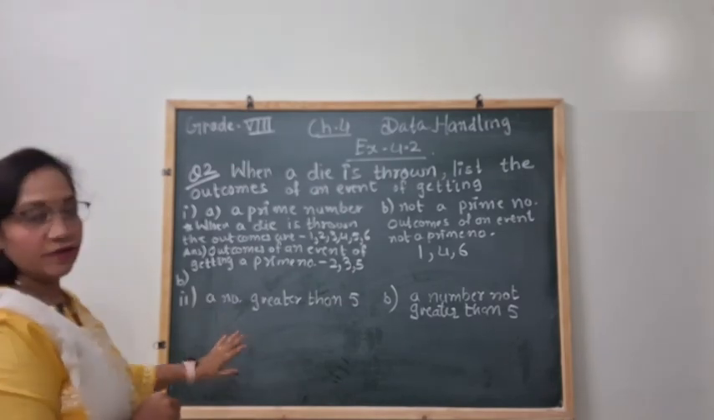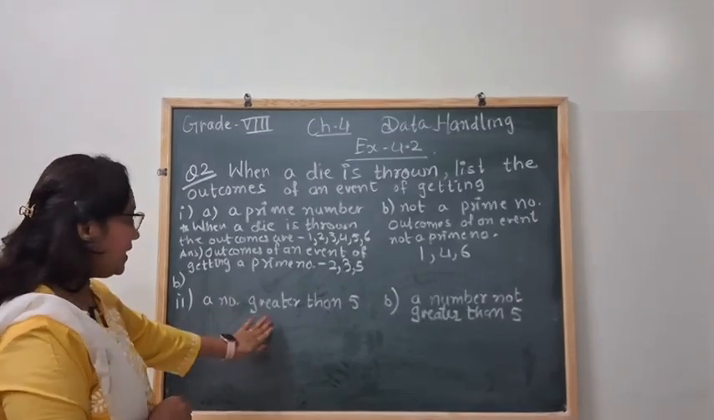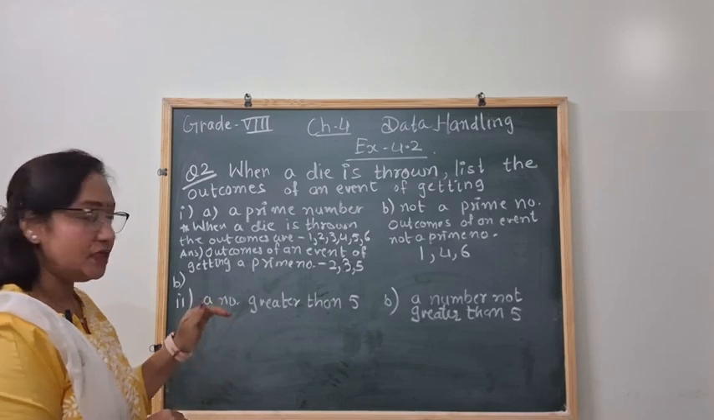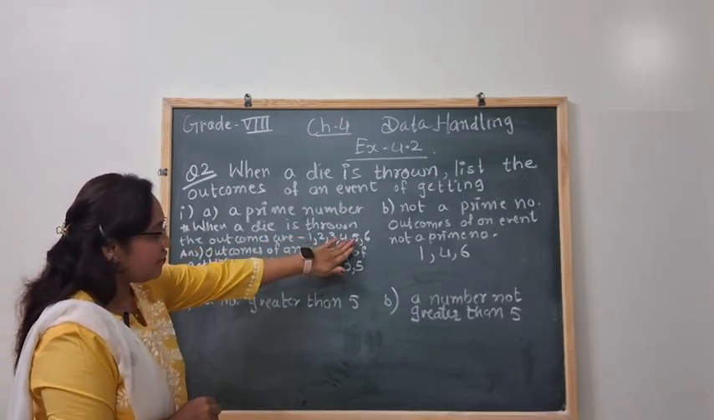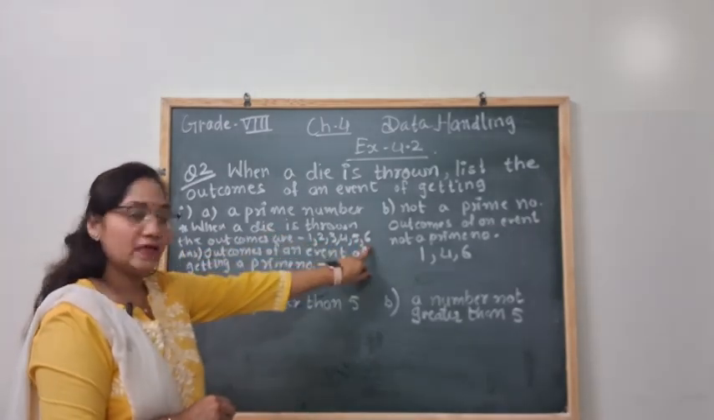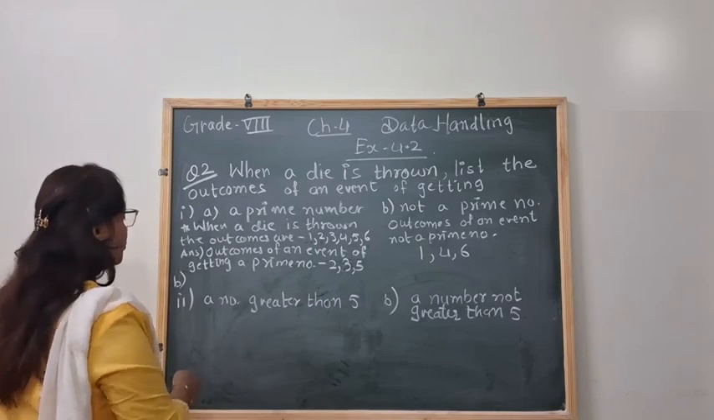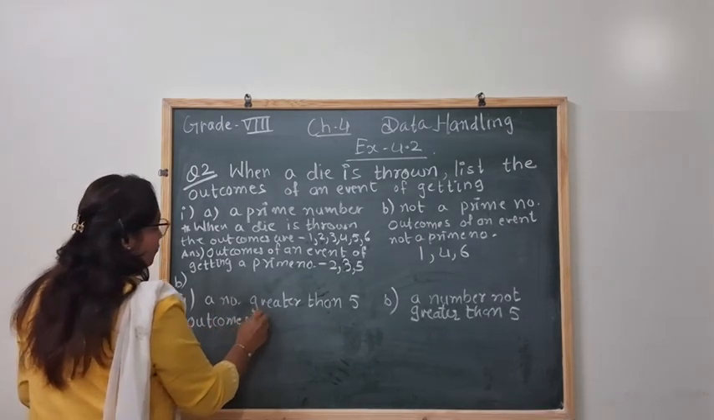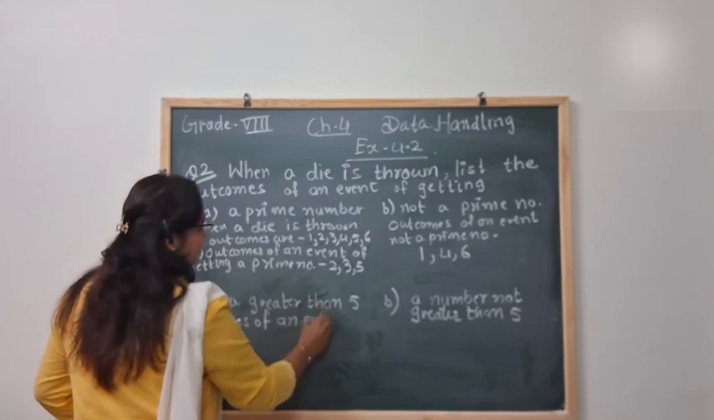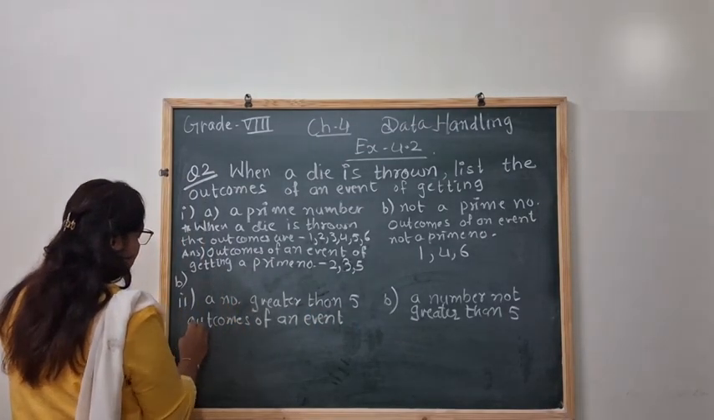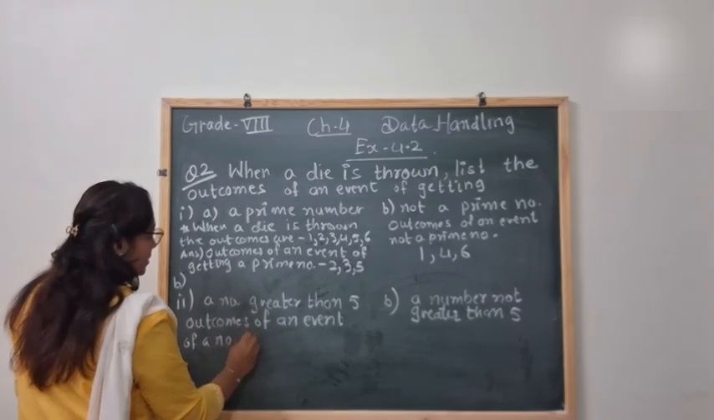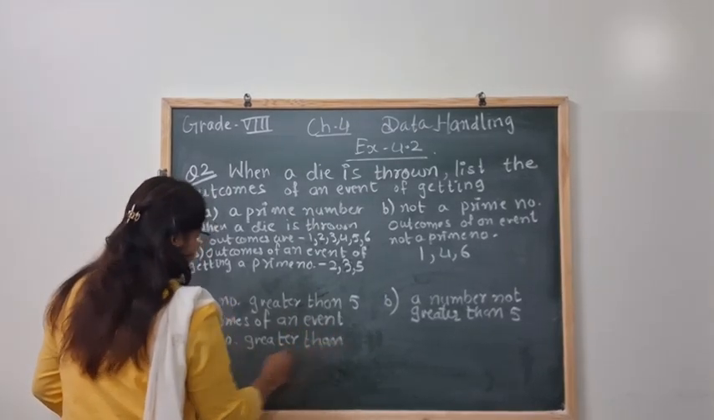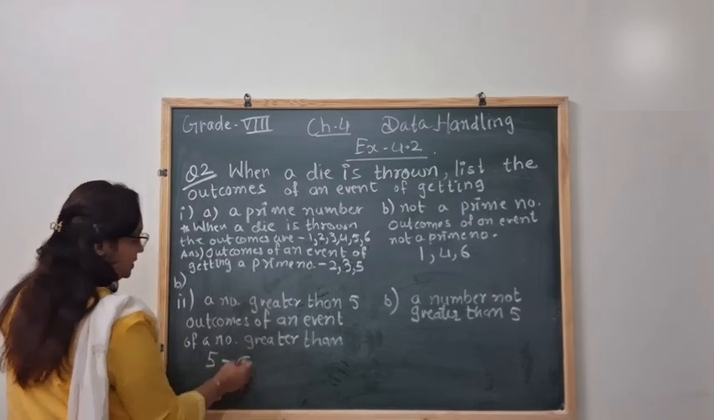Okay students, now here read the question. A number greater than 5. Our event is number greater than 5. So outcomes of this event, out of 1, 2, 3, 4, 5, 6, which is the number greater than 5? Only 6. Okay, so 6 is our answer. So here outcomes of an event of a number greater than 5 is 6. 6 is the answer.